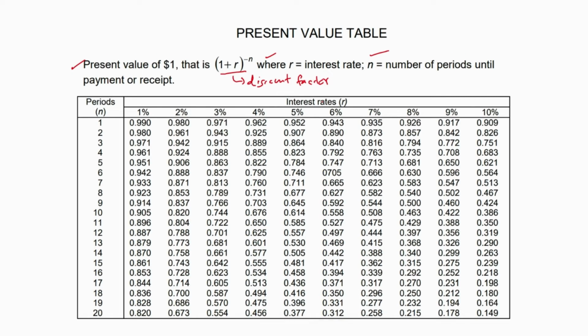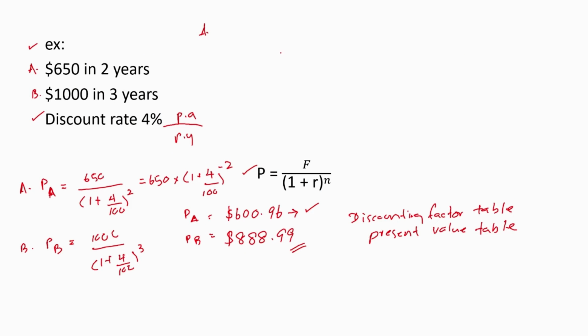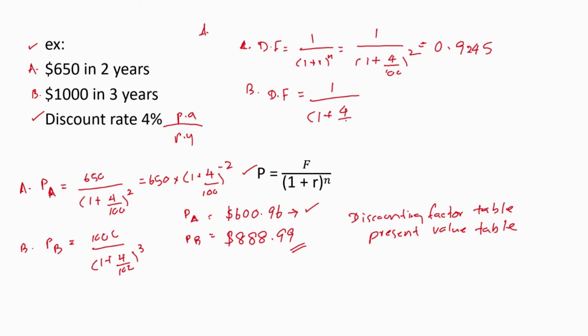Let's find out what the discounting factors are for the previous example. Let's calculate them first. For option A, the discounting factor equals 1 over (1 plus r) to the power n, which is 1 over (1 plus 4 over 100) to the power of 2. This equals 0.9245. Let's calculate the discounting factor for option B. The discounting factor equals 1 over (1 plus 4 over 100) to the power of 3, which is 0.8889. Now let's cross-check these values from the present value table.